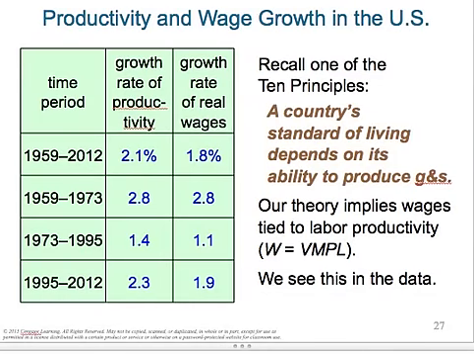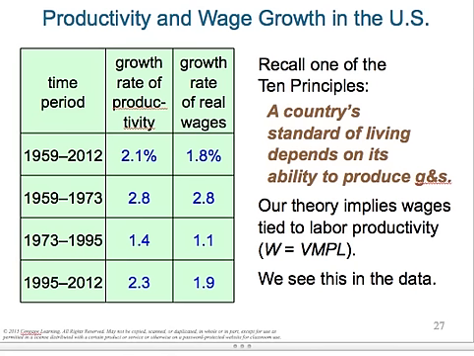Now, this slide covers material discussed in the chapter in the case study entitled Productivity and Wages. The data on this slide and analysis on the preceding one showed that technological progress benefits workers by increasing real wages. So that's an interesting case study. Now recall, one of the 10 principles of economics is that a country's standard of living depends on its ability to produce goods and services, G&S, abbreviated here.